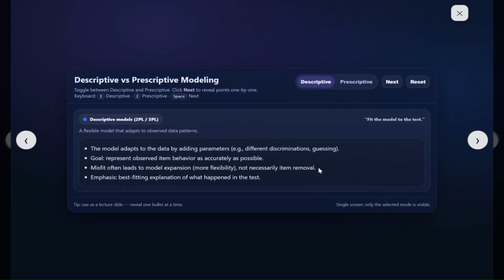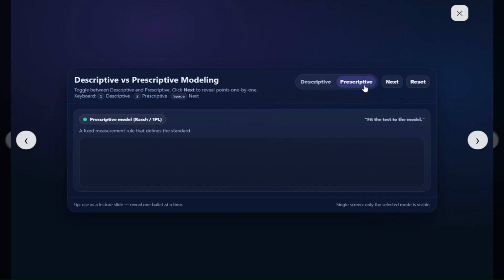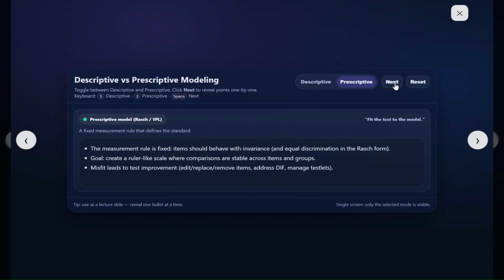And at last, the emphasis: best fitting explanation of what happened in the test. No, this is the descriptive, sorry. Take the prescriptive. Emphasis here in the prescriptive is on meeting a measurement standard, not maximizing fit by adding parameters, by relaxing the model. We need the test to meet the measurement standard, which is the Rasch standard, which is the best standard, although not always, sometimes it's not.